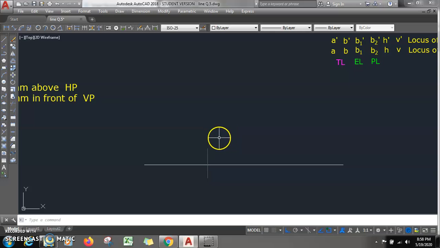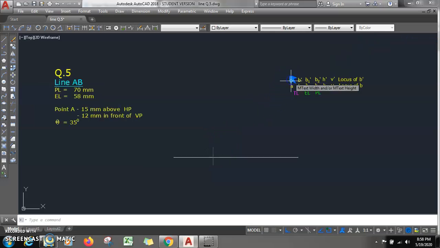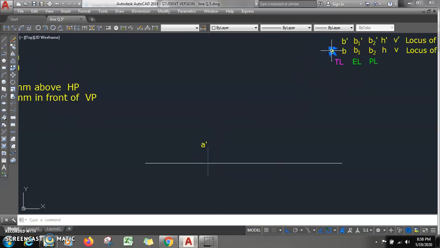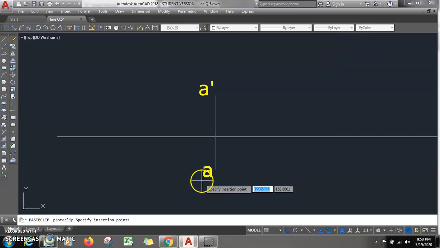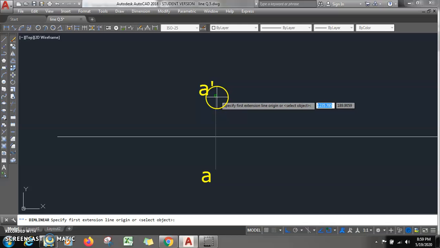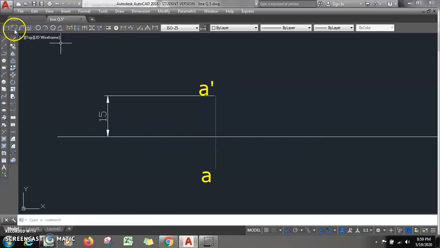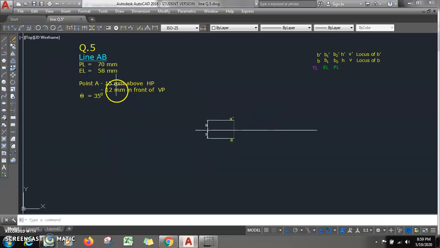So what are these points? This point is A dash, and this point is A. You can measure this: how much is it? 15 mm. Again you measure this: 12 mm. Okay, so once we have this, what next?